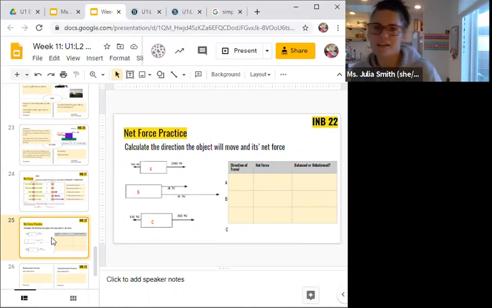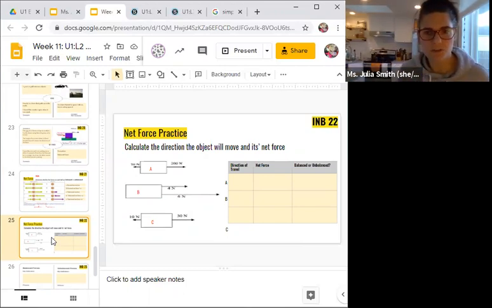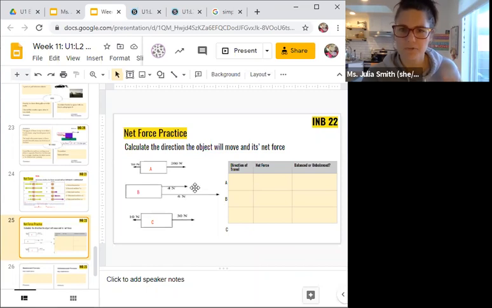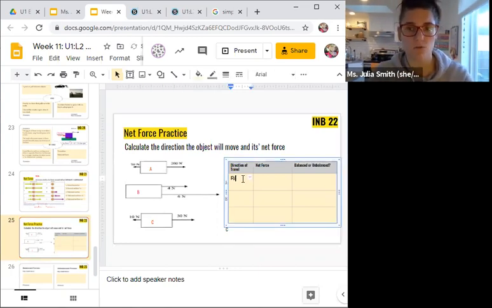All right, in IMB 22, we are calculating the direction the object will move and its net force. So we're looking at these examples here, A, B, and C. We have forces acting on all of these boxes. The very first question I ask myself is, what direction is this going to travel? Which force is stronger? I can look and see just by the length of the arrow that the arrow pulling to the right is longer, which means it's a stronger force. So that means this box is going to move to the right.